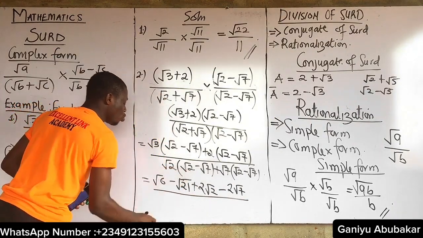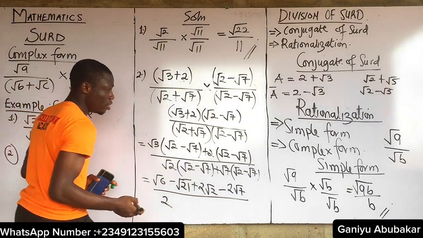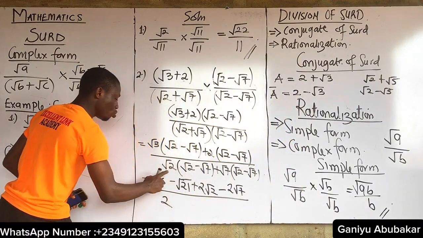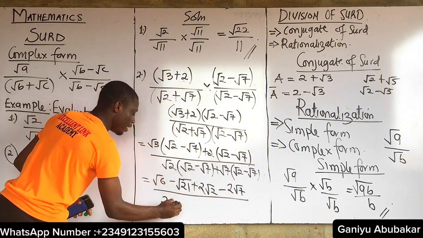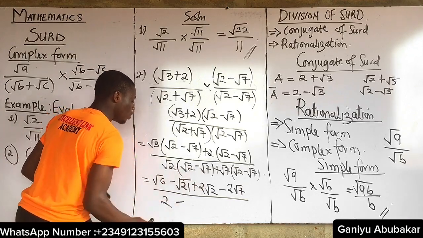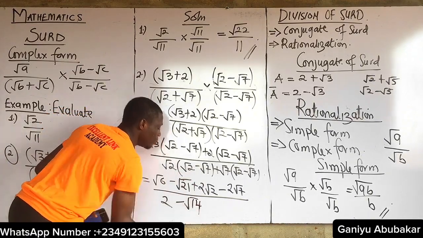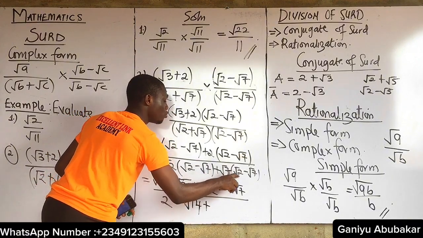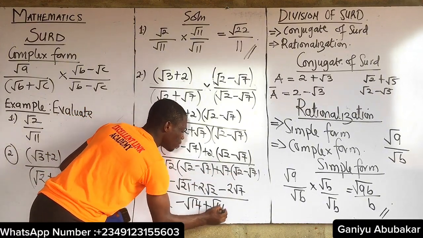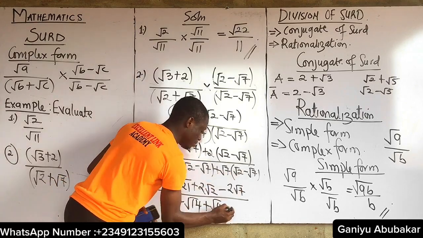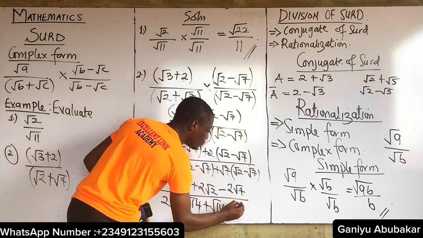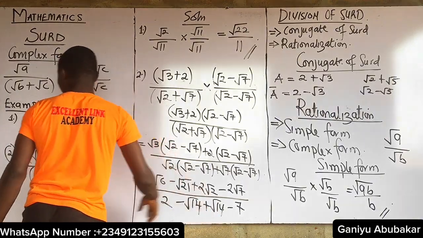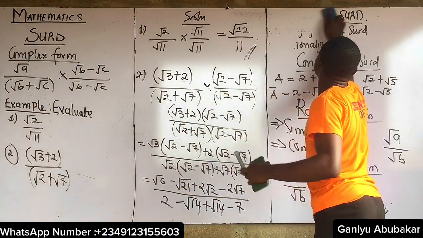Root 2 times root 2 will give 2. Yes. Root b times root b will give b. Of course, root 2 times root 2 will give 2. Minus root 2 times root 7 will give root 14. Plus root 7 times root 2 will give root 14. Plus minus is minus. Root 7 times root 7 will give 7. Alright, let's get this done. Okay, what do I get?